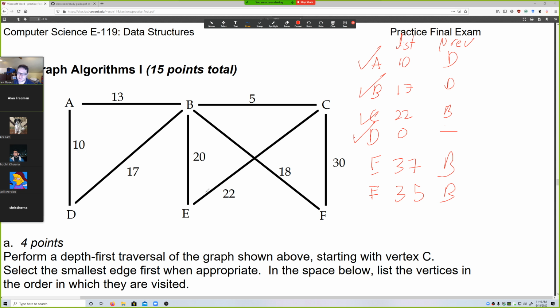And then E is done, via B to E. E is done because it can't get us anywhere outside of our known nodes. And same with F. So this is our answer. Personally, I think it's not the greatest example for Dijkstra's.